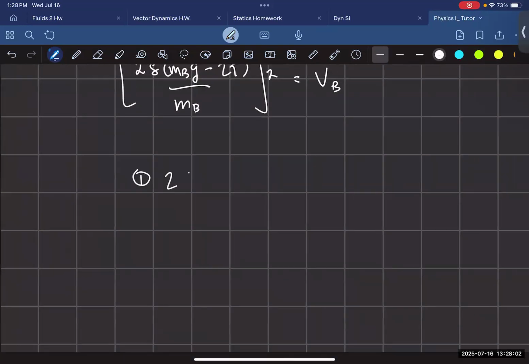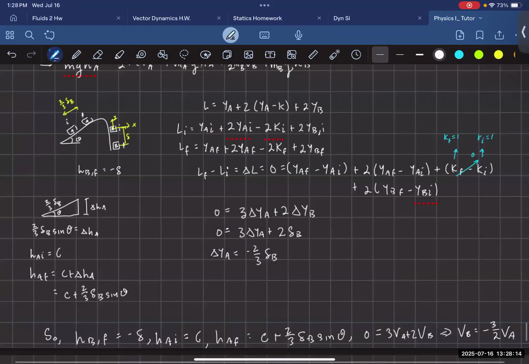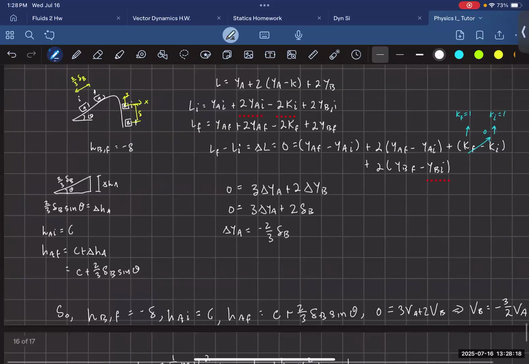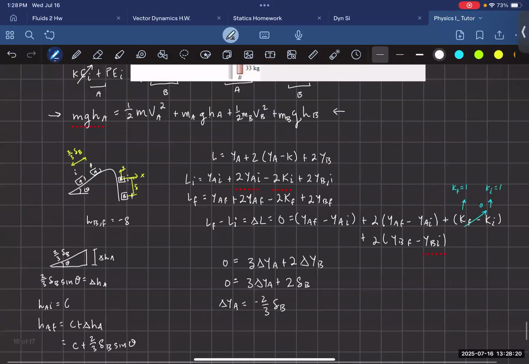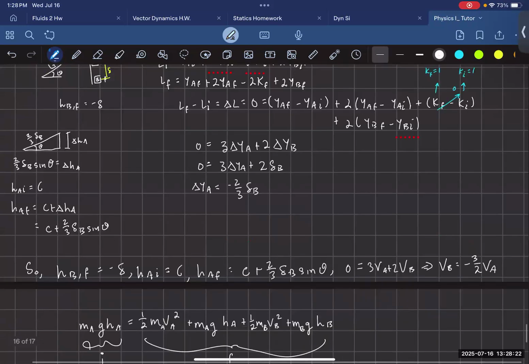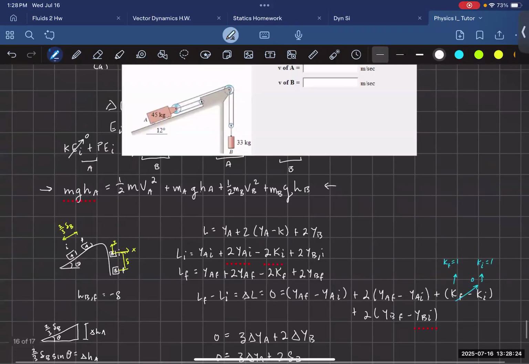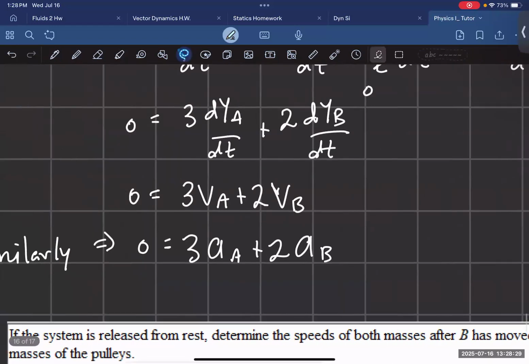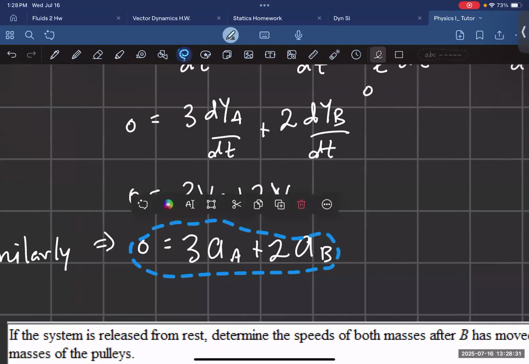We found 2T minus mB times g equals mB aB. That's one equation. We have a second constraint equation that we found earlier as we were starting the problem, right? Let me see, where is the equation? Right here. I'm just going to copy and paste this.